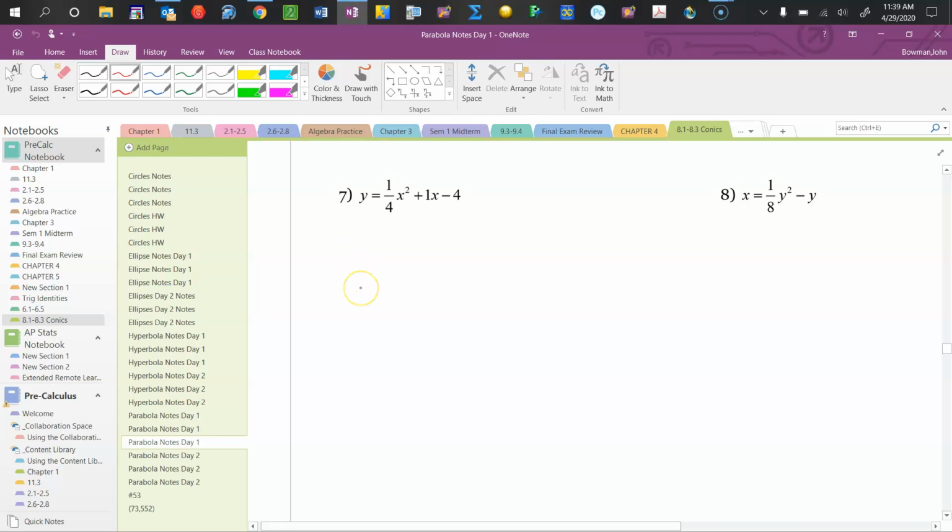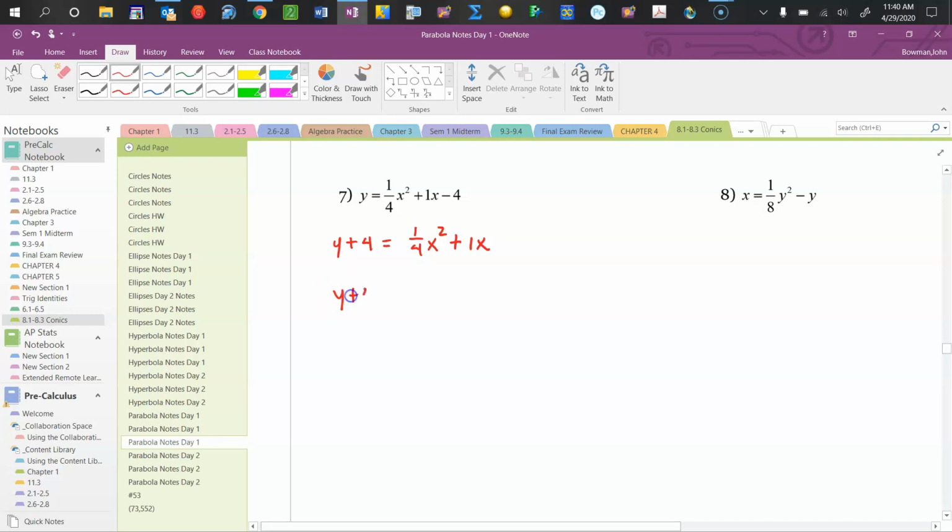So I noticed that the x term is squared in problem number 7. So what we're going to have to do is complete the square for the x terms. And to start out with, I am going to add 4 to both sides. So the left-hand side is going to become y plus 4. And the right-hand side is 1/4 x squared plus 1x. You cannot complete the square, as you recall, on the right-hand side until the leading coefficient is 1. So we're going to have to divide all the terms on the right-hand side by 1/4.